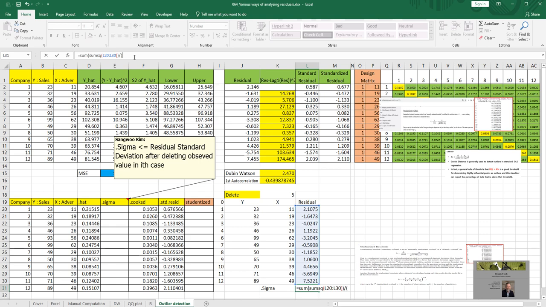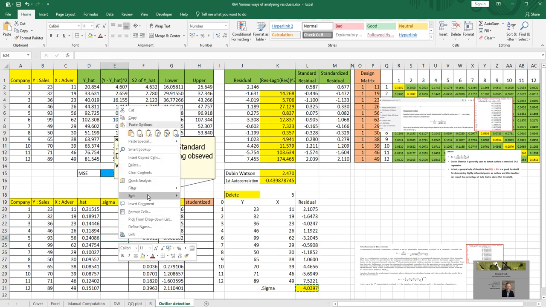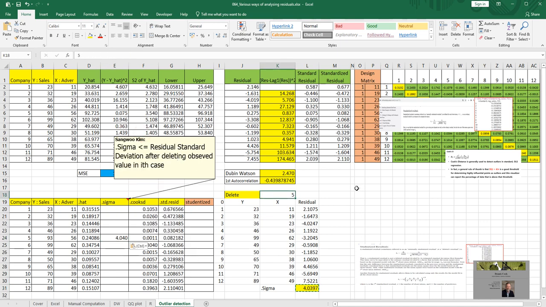So there are 11 because we deleted, we do not consider a specific observation. So 11 minus 2 means 9, sorry. Right. And we need to take the square root. Right. Cool. So this is the sigma for each residual, right? For each observation. So once we delete the first observation, that sigma is this one.